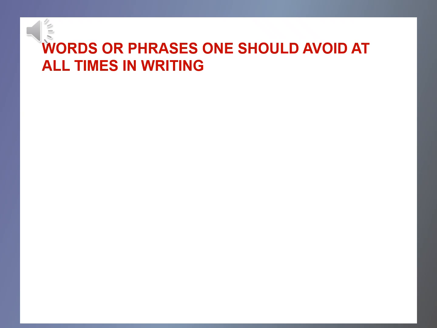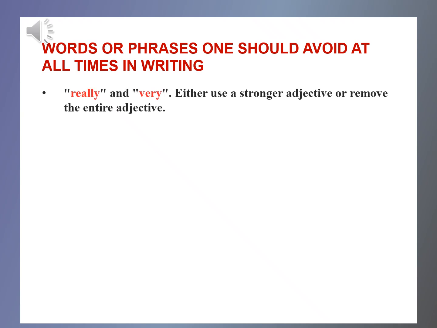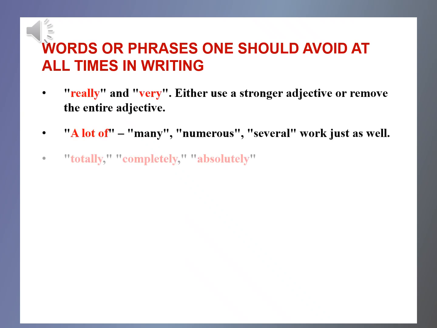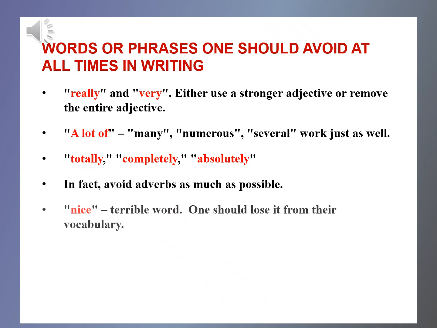In writing, there are words and phrases that students should avoid at all times. For instance, really and very. Either use a stronger adjective or remove the adjective entirely. A lot of. Don't use that term. Use many, numerous, several, which work just as well. Don't use the word totally. Use completely or absolutely. You're not writing from the valley in California. It's totally wonderful. You just don't need to do that.